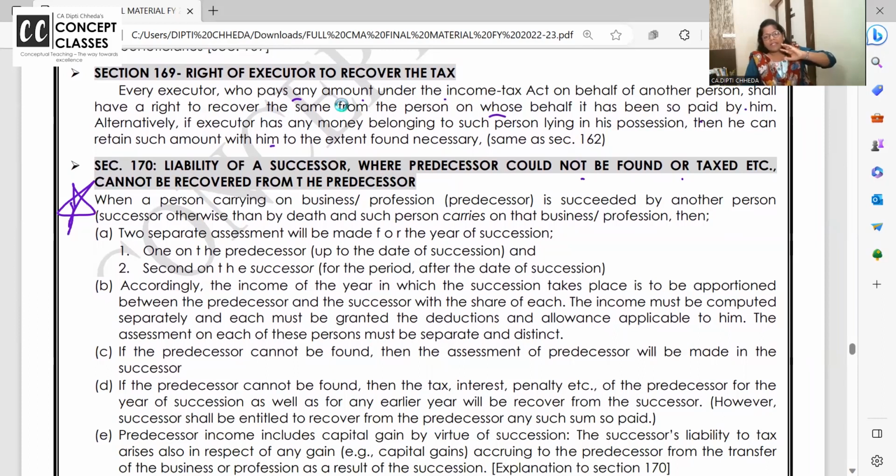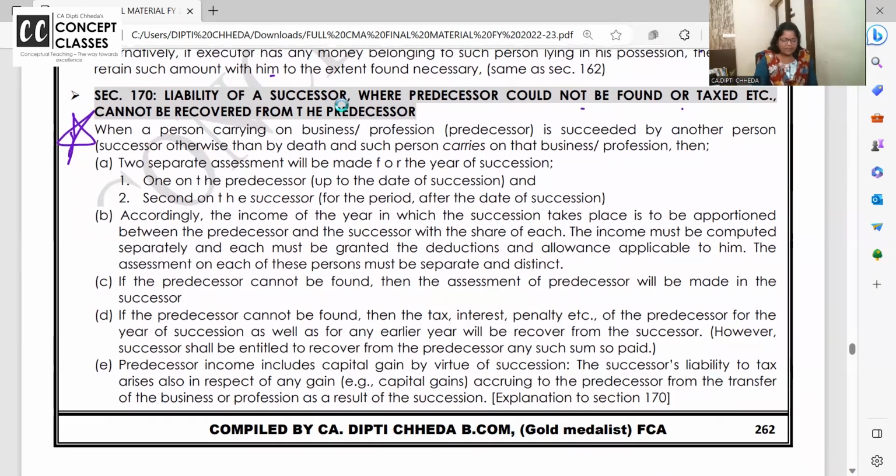Sometimes what happens is, what is the predecessor? Once the person is deceased, that person is called the predecessor and his running business is taken over by others. They are called successors. So the successor is responsible to pay his own tax and also the tax of the predecessor. Right?